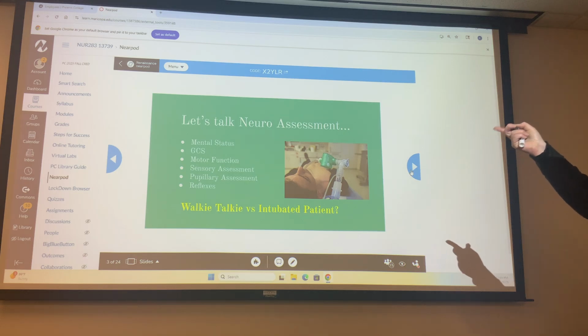Now sensory, can they feel everything? Soft, sharp. You're assessing all of the limbs. What am I assessing when I look at their pupils? Okay, equal. What shape are they? Round. And what? Reactive to light. Are they getting smaller or bigger when you shine a light in them?